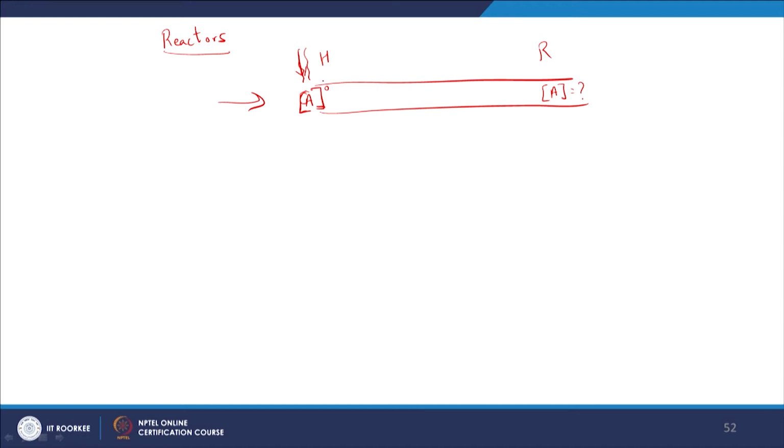For that, I am going to define a reactor with certain boundaries, and then I am going to model how A is going to change or transform within this boundary. Once I am done with that model, and I also consider some assumptions to make the model relatively simpler, I can end up calculating or predicting the concentration of this toxic compound A at Roorkee, right.